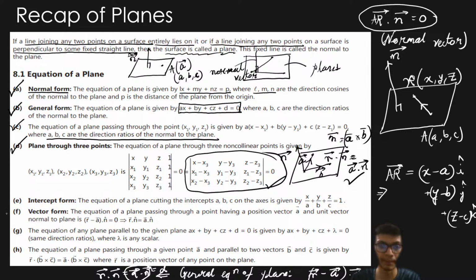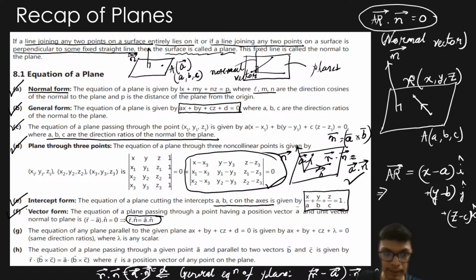Okay, is this clear? Now also, if a plane has intercepts a, b, c on the axes, then I can write the equation of plane as x by a plus y by b plus z by c is equal to 1. In vector notation, I have already told you that it is r dot n cap is equal to a dot n cap. Similarly, the equation of any plane which is parallel to the given plane ax plus by plus cz plus d is given as ax plus by plus cz plus lambda is equal to 0. So parallel planes are defined only by the constant, where lambda is any scalar.